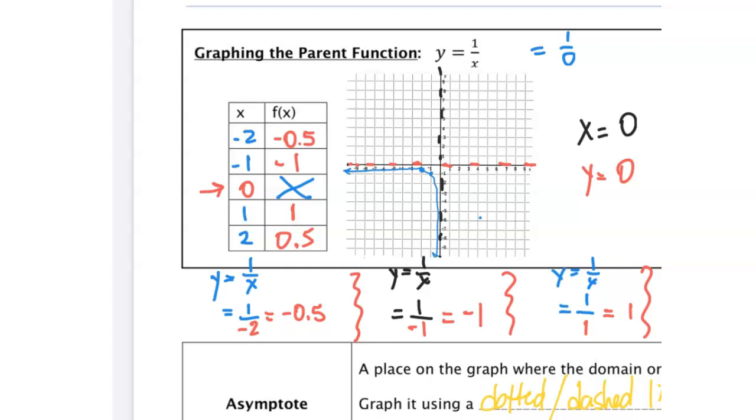Okay, so as we travel, it'll get closer and closer to our x equals 0, whereas on this side, it'll get closer and closer to y equals 0, but it'll never ever touch that 0. On the other side, you'll have a point at 1, 1, and a point at 2, 0.5, and our curve will look something like this.